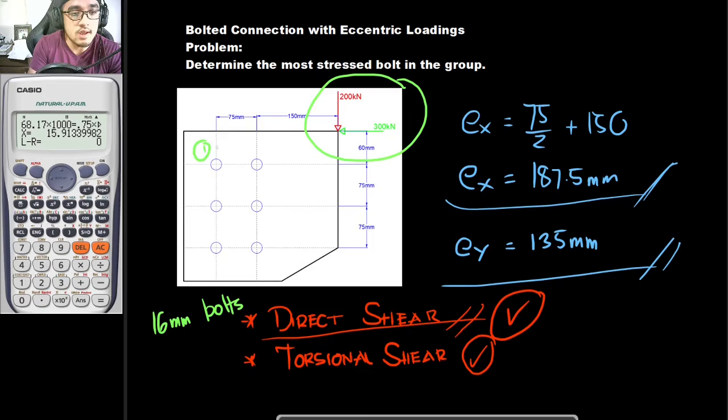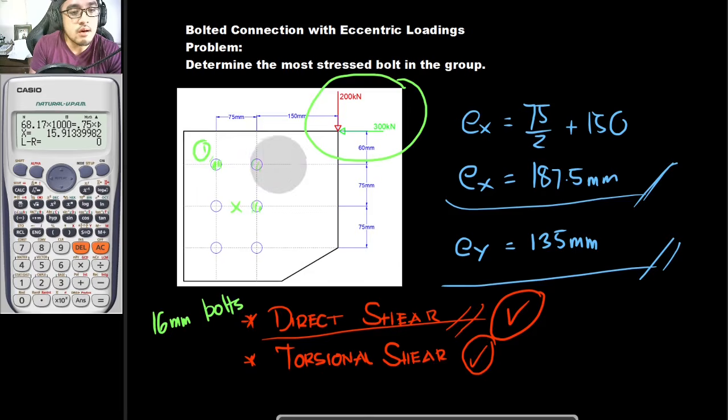bolts for this. But how about for this number 2? Would we be designing it once again? No. What you design here is only the most critical one, which is this one right here, and you would be using 16 mm for all of these bolts right here for it to maintain a centroid in this one right here.